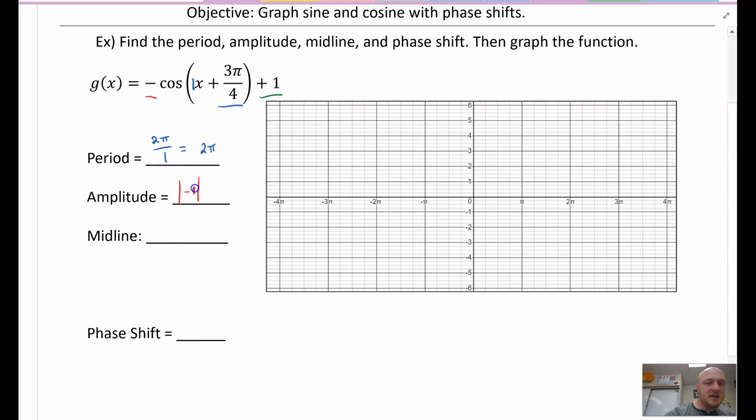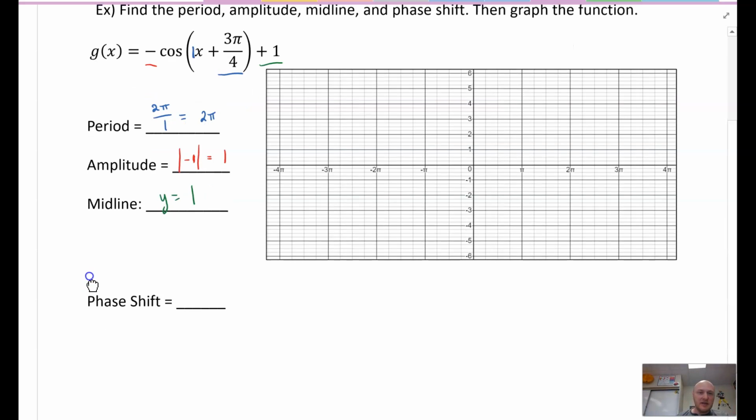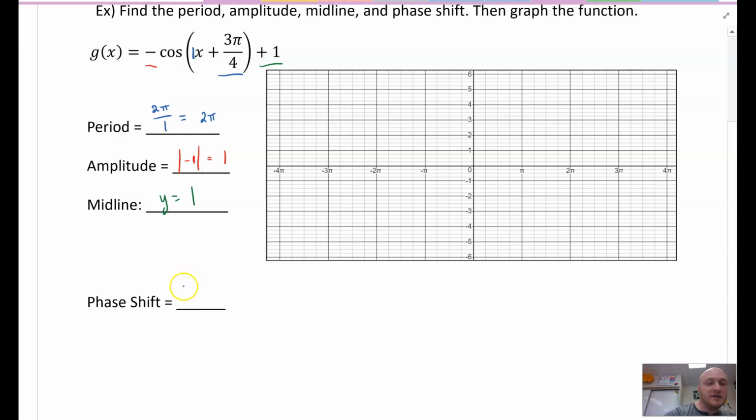So -1 is the a. We will have a vertical reflection, but our amplitude is still just 1. Our midline is our k value, so y is equal to 1. And then we have a phase shift. Our c value here is -3 pi divided by 4, divided by 1 over b, which in this case is just 1. So -3 pi over 4 is our phase shift. We're going left 3 pi over 4.